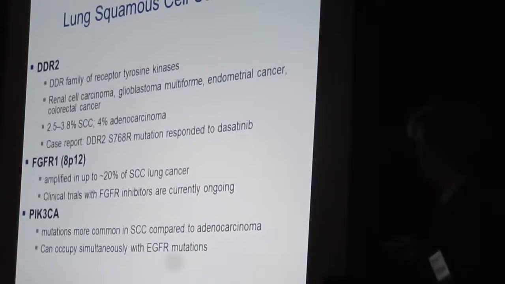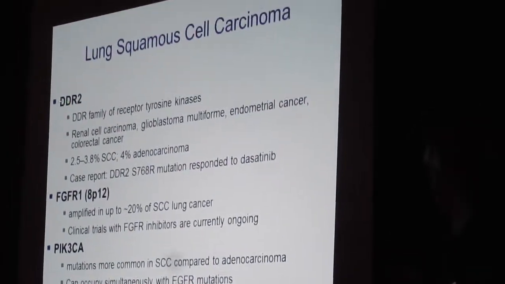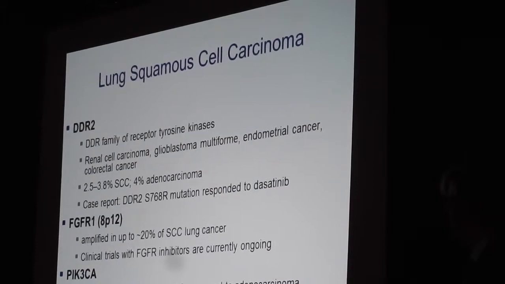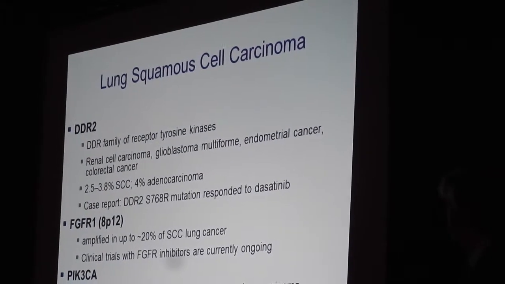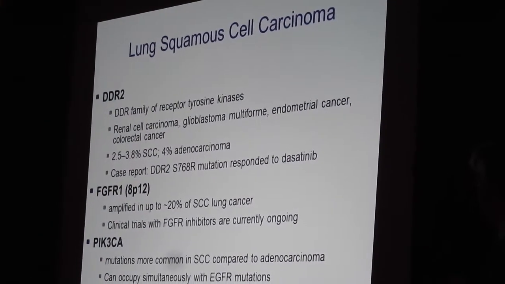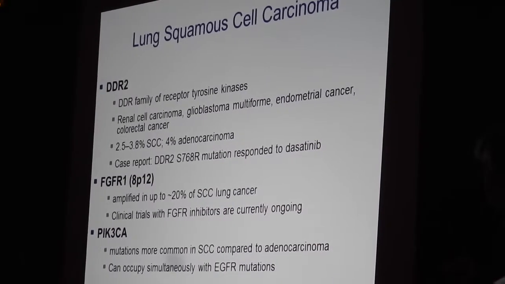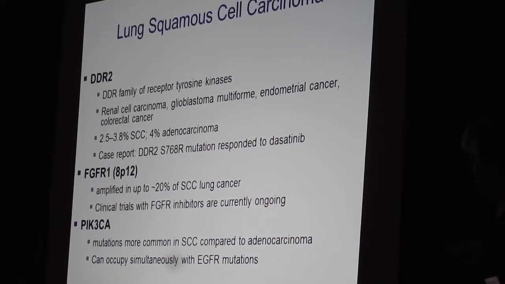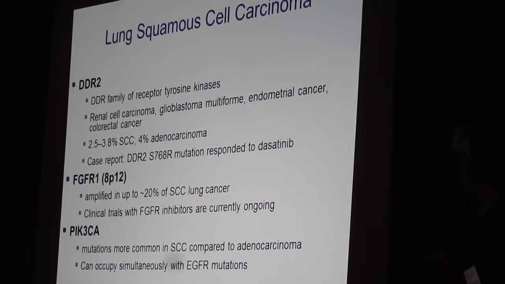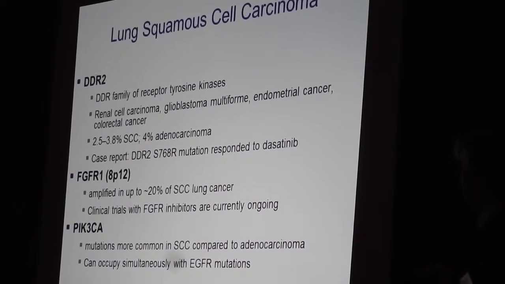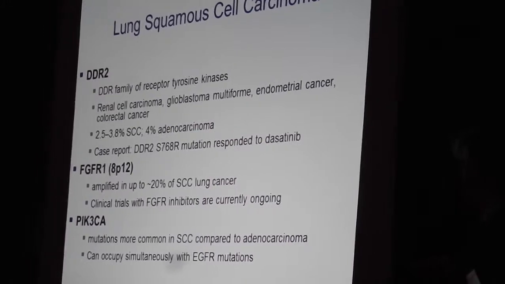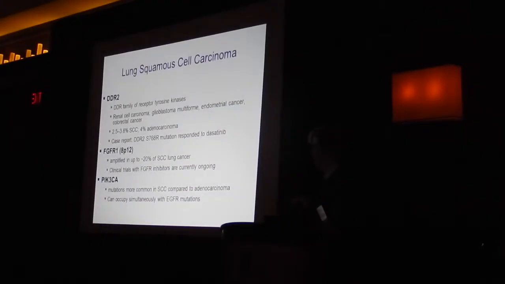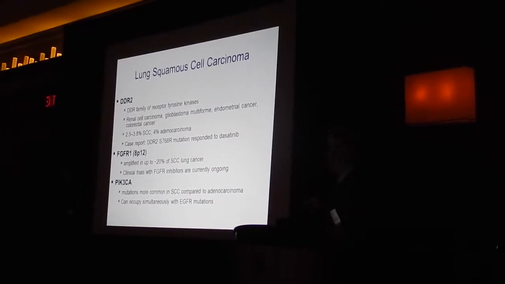Then lastly, I'd like to talk a little bit about lung squamous cell carcinoma. There are 3 major mutations that have been described in lung squamous cell carcinoma. There's DDR2, part of the DDR family of tyrosine kinase receptors. Mutations in this are also found in renal cell carcinoma, GBMs, endometrial cancer, and colorectal cancer. There's a case report of a patient who had an S768R mutation in DDR2 who responded to dasatinib.